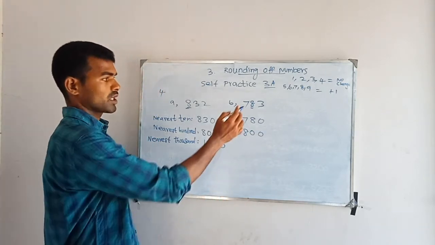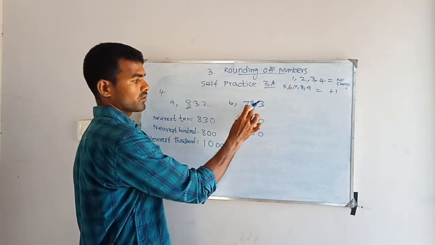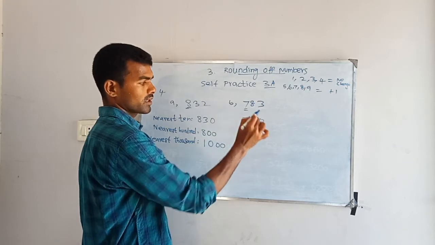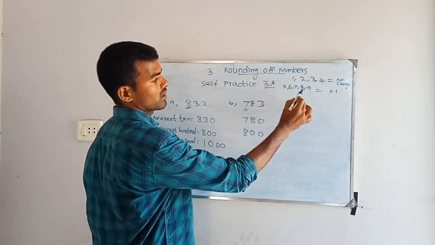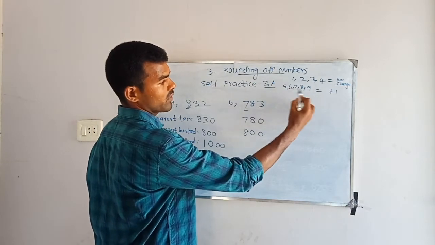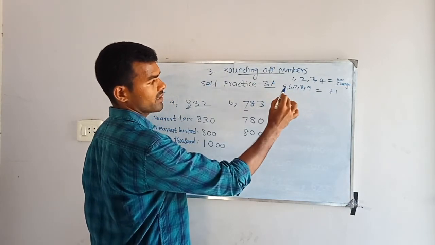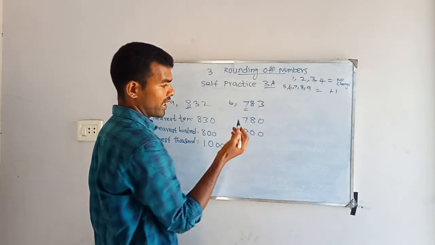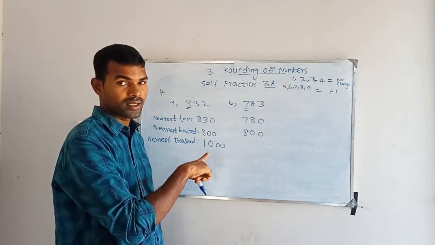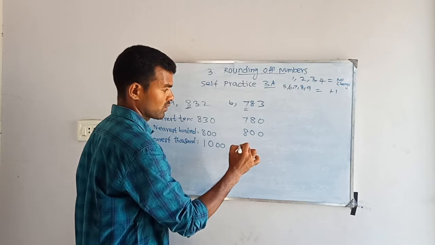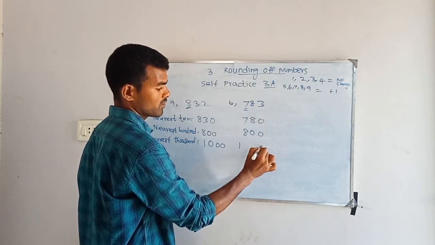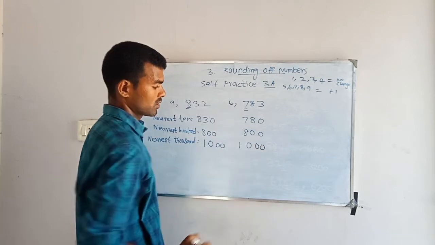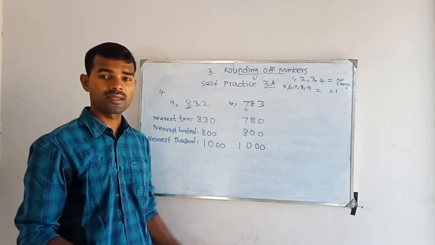And what is the nearest 1000 to this? To round the number to nearest 1000, look at the hundreds place. Since 7 is coming, that is above 5. So add 1 to the thousands place. So 1, then 1's place, 10's place, 100's place is 0. Nearest 1000 is 1000.